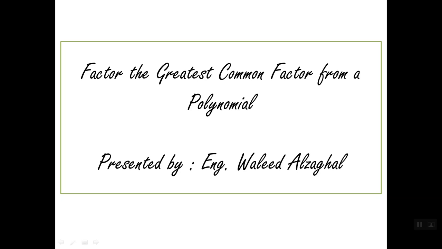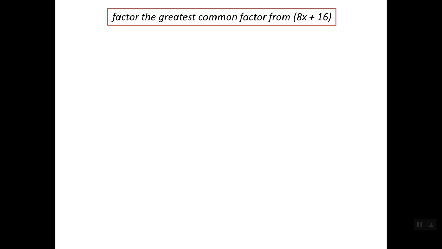Hello all, I'd like to talk about the new subject, which is factoring the greatest common factor from a polynomial. Let's start with this simple example. What is needed here is to factor the greatest common factor from 8x plus 16. So here we have a polynomial with two terms. The first is the 8x and the second one is the 16.